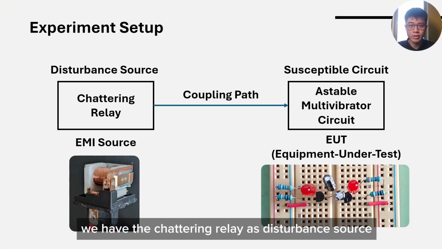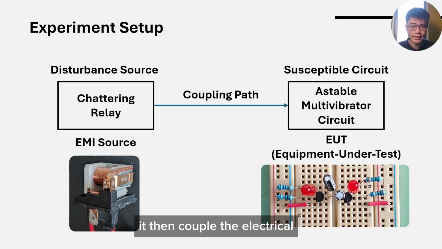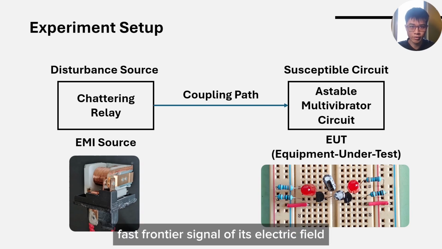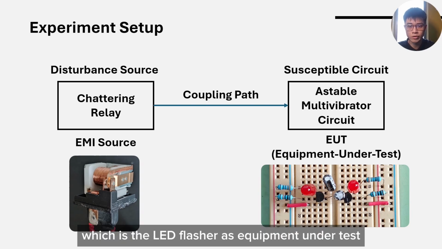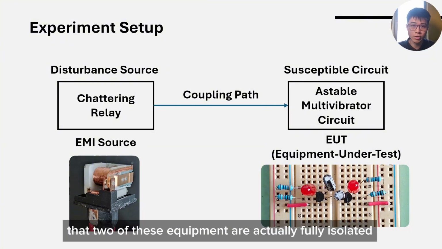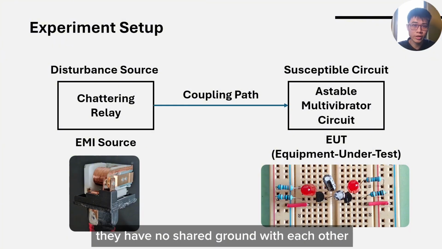We have the chattering relay as the disturbance source, known as the EMI source as well. It couples the electrical fast transient signal through its electric field by attacking the susceptible circuit, which is the LED flasher, as equipment under test. One thing to note is that these two pieces of equipment are fully isolated. They have no shared ground with each other.